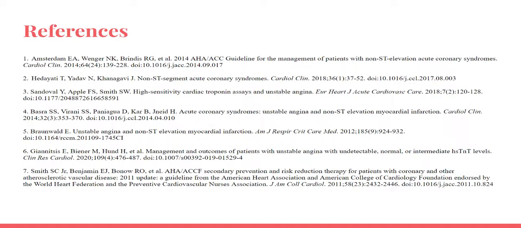In this presentation, we went over the pathophysiology of the disease, some signs and symptoms, the clinical assessment, diagnosis, and treatment. I hope this helps you guys with your clinical knowledge and our upcoming boards.